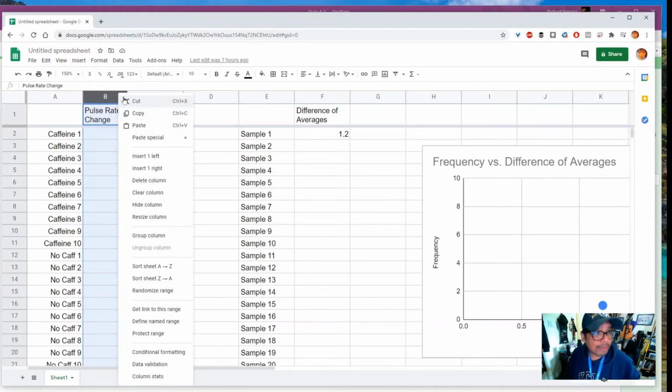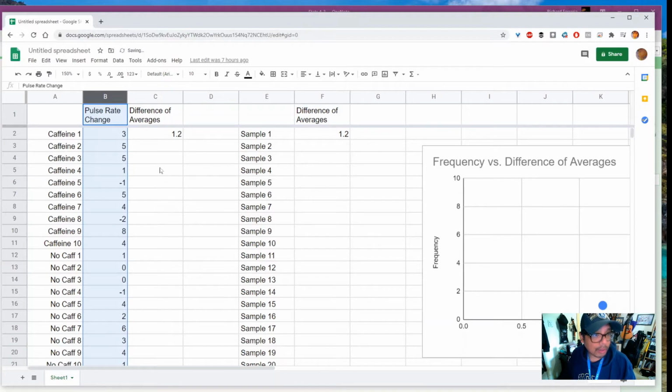I'm going to shuffle this, randomize the range, and oh, look at that. This next one, I get, oh, that's not quite correct. Hold on. No, it is correct. I got 1.2 again. That threw me off because I wasn't expecting to see another 1.2. But when I randomized the pulse rate, I got another 1.2. So I'm going to put another 1.2 here, and that should put another dot in my dot plot. There it is.